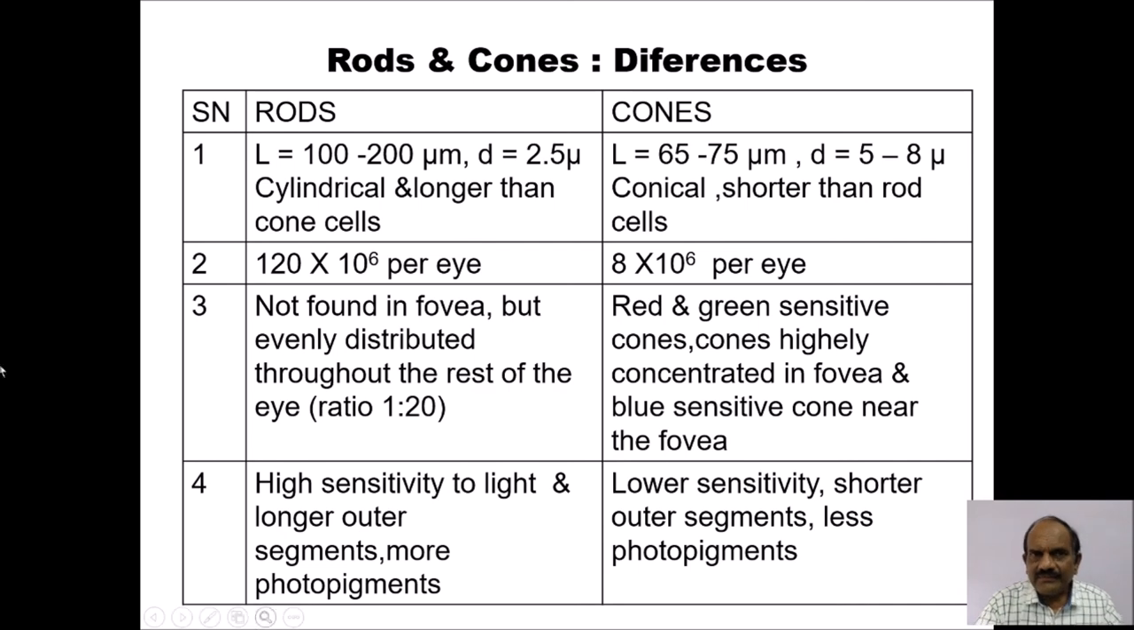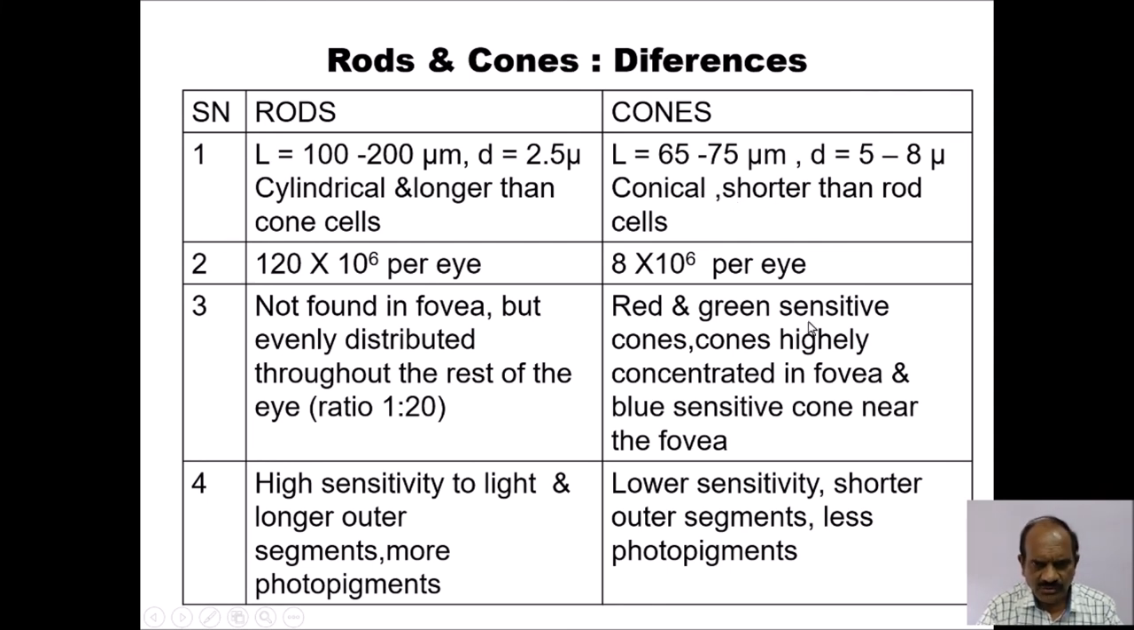Now let us study the differences between the rods and the cones. Every photoreceptor has certain dimensions. For example, rods have an approximate length of about 100 to 200 micrometer and a diameter of about 2.5 micrometer. They are cylindrical in shape and longer than cone cells. For the cones, the length is in the range of 65 to 75 micrometer, and the diameter is 5 to 8 micron. They are conical in shape. They are shorter than the rod cells.